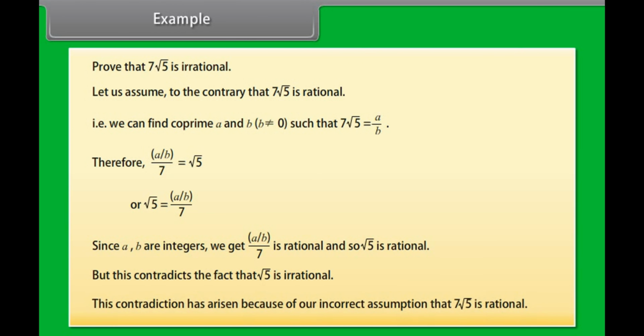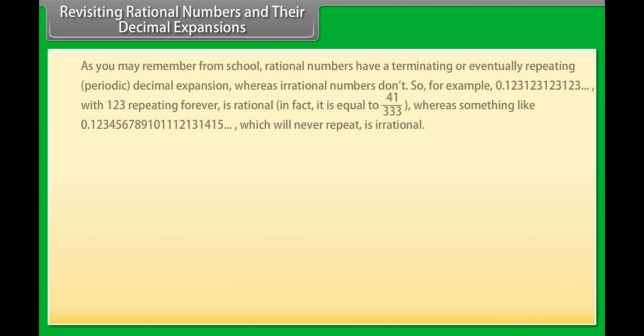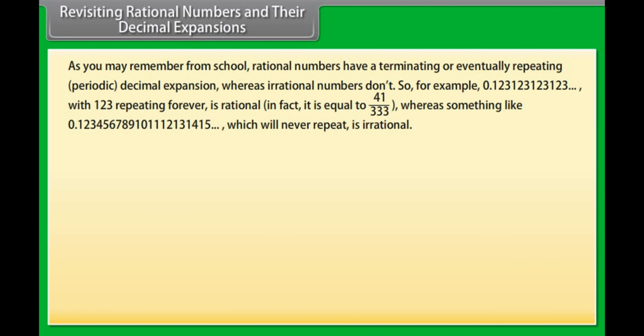This contradiction has arisen because of our incorrect assumption that 7 square root 5 is rational. Revisiting rational numbers and their decimal expansions. As you may remember from school, rational numbers have a terminating or eventually repeating periodic decimal expansion, whereas irrational numbers don't.